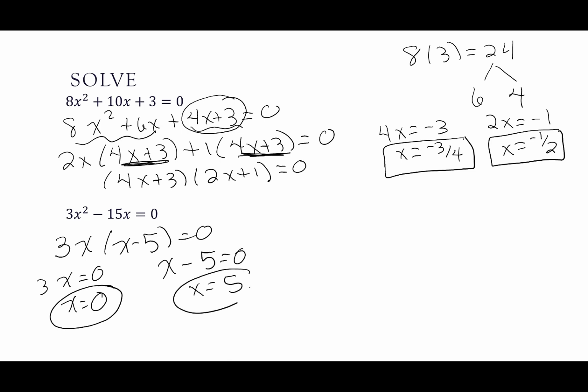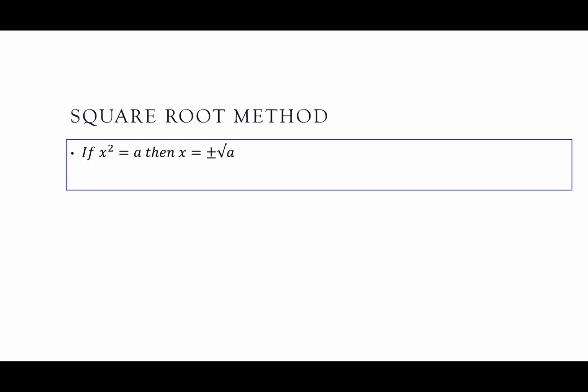I want you to start seeing this, that having a number times x set equal to 0 just means that x is 0. So it's kind of something you want to be aware of. It's going to be helpful as we grow this and make it much bigger, and we're not doing quadratics, but something maybe much higher. So we're ready to move to our second method, which is called the square root method. And what we want to think about here is if x squared is equal to a, then x is equal to plus or minus the square root of a.